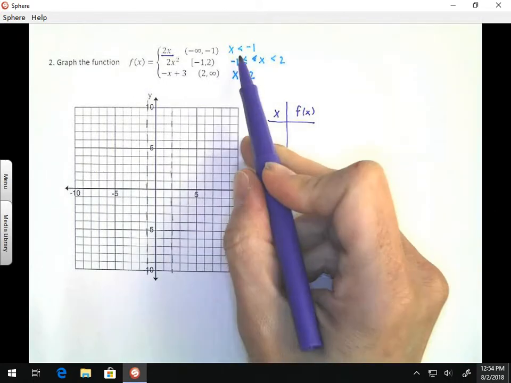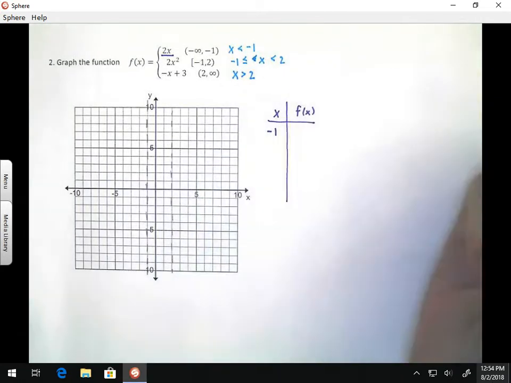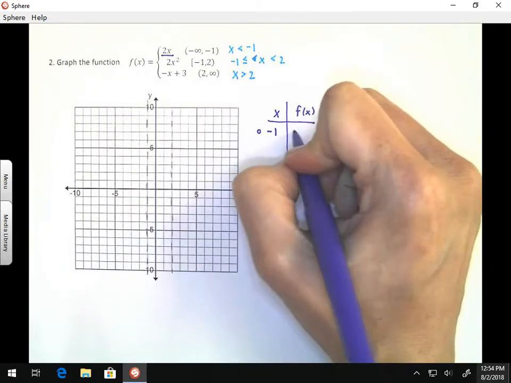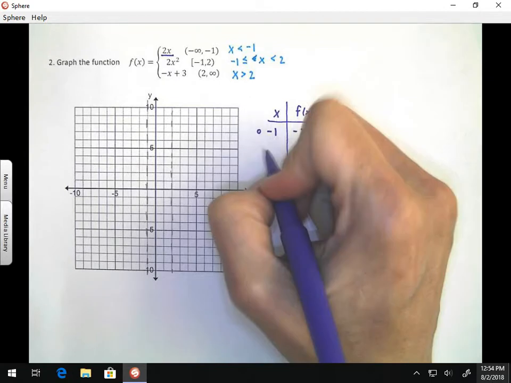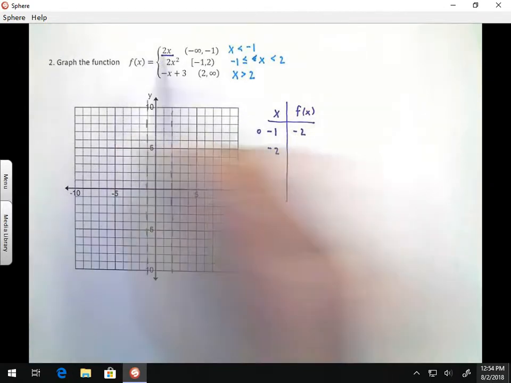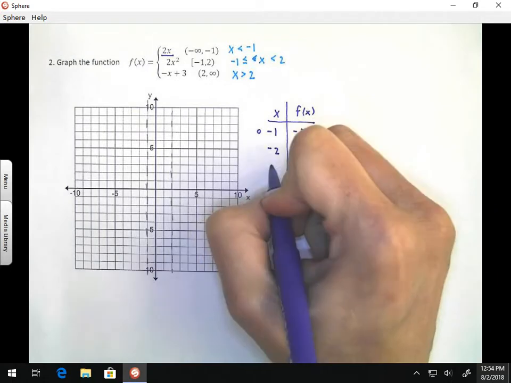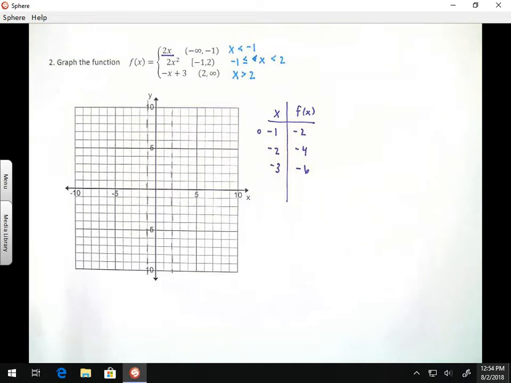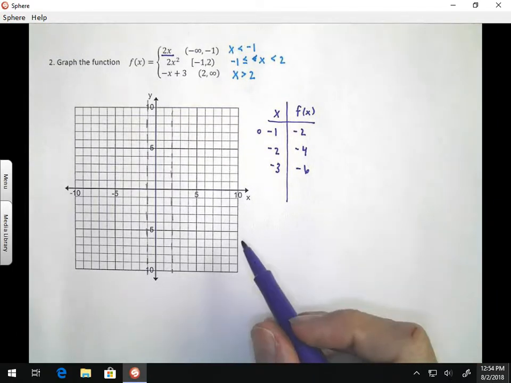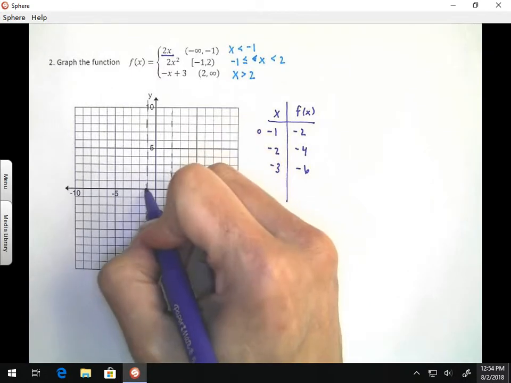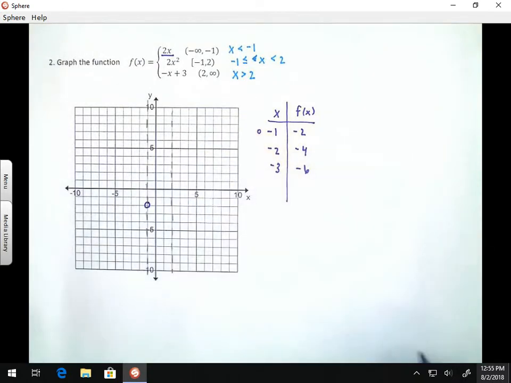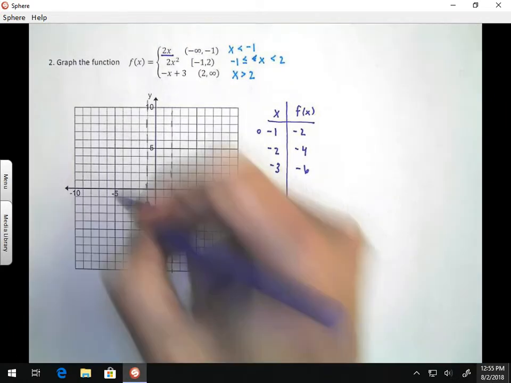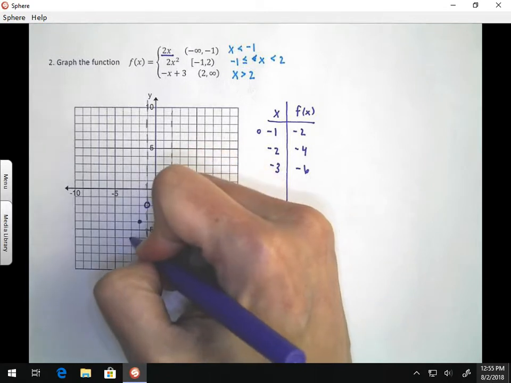So this was less than -1. Again, I'm going to start at -1, but that's going to be open. If I plug in -1, I have 2 times the -1, which is -2. I could plug in -2, so 2 times the -2 is -4. Plug in a -3 would give me a -6. And again, we have a line for our first piece, so it'll be easy to tell that we did this right. So at -1, I have -2, so I'm going to draw an open circle there. -2, -4, and then -3, I have -6.